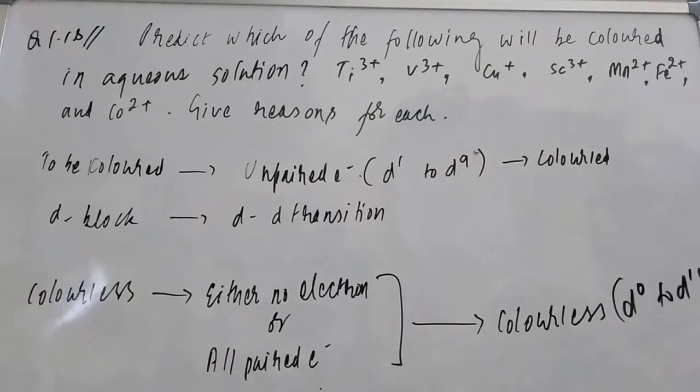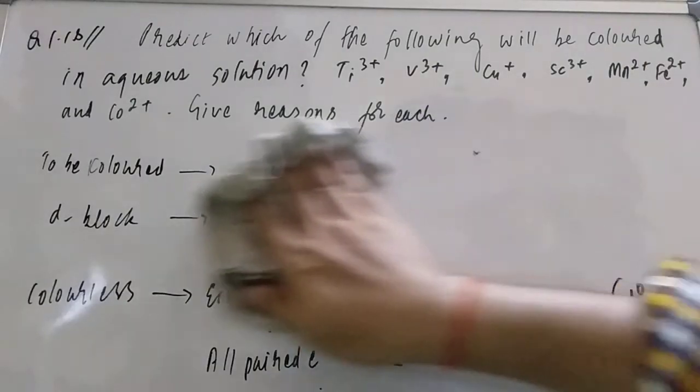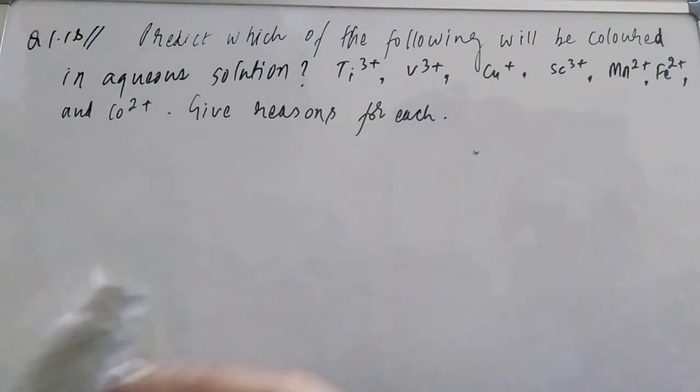Now we'll go one by one and see which would be the colorless compound and which would be colored. So predict which of the following will be colored. They are asking in aqueous solution. Aqueous solution means the ligand will be water, H2O. So let us see how we can find.